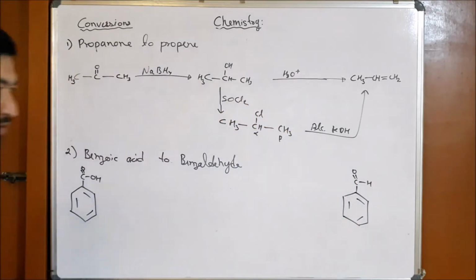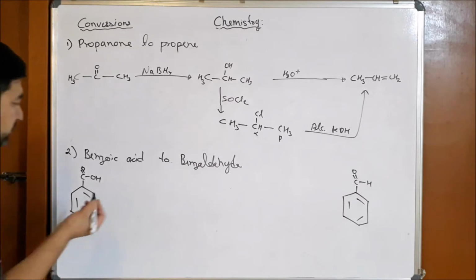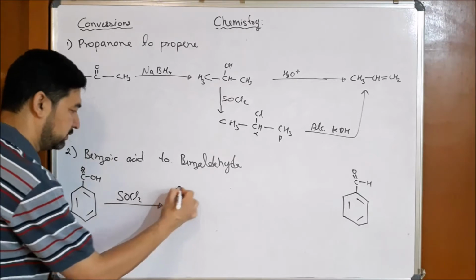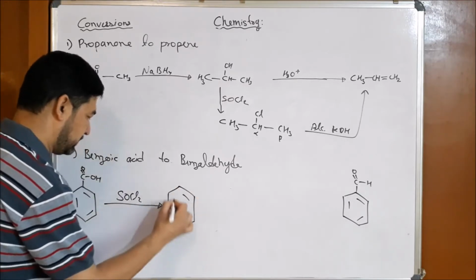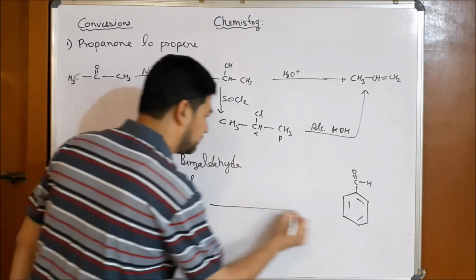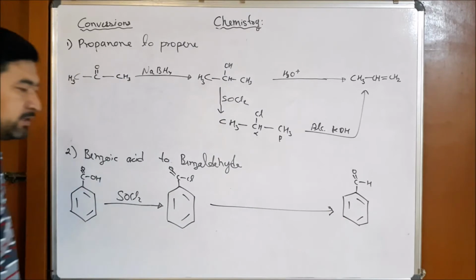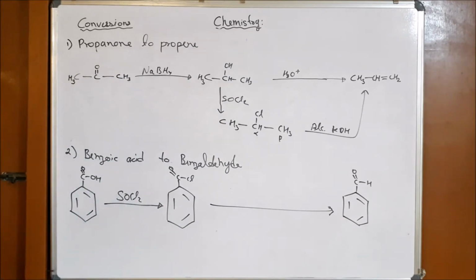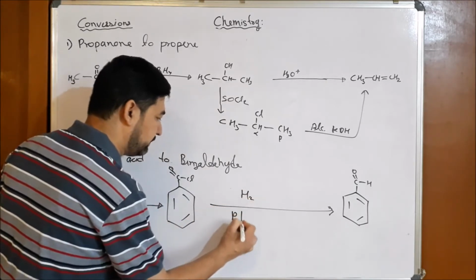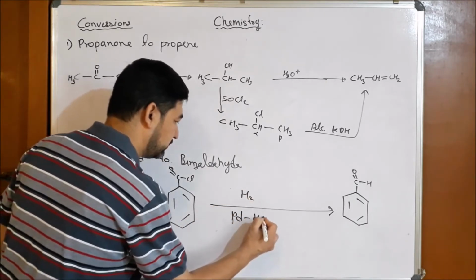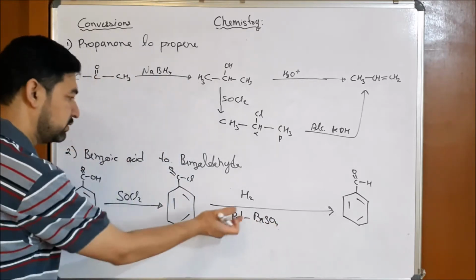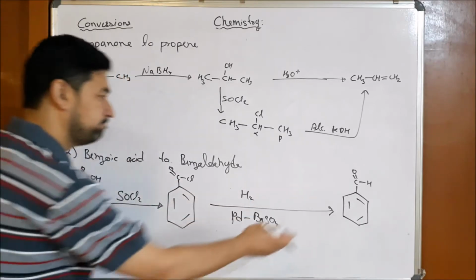Basically we have to do the reduction. For the reduction part, normally we will add SOCl2 here also, then it will be C double bond O, Cl will come, right? From this to this, you know which reaction it is. It is the Rosenmund reduction, with H2, palladium, barium sulfate, BaSO4. When you do the Rosenmund reduction, you will end up with benzaldehyde.